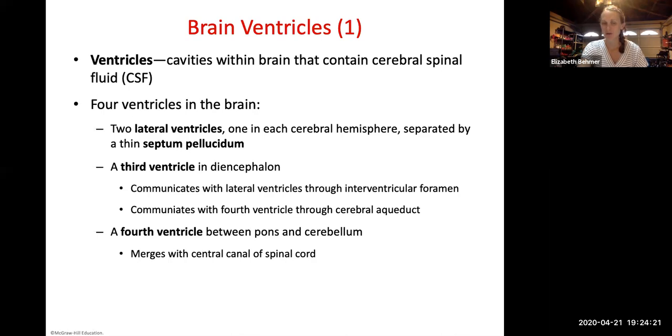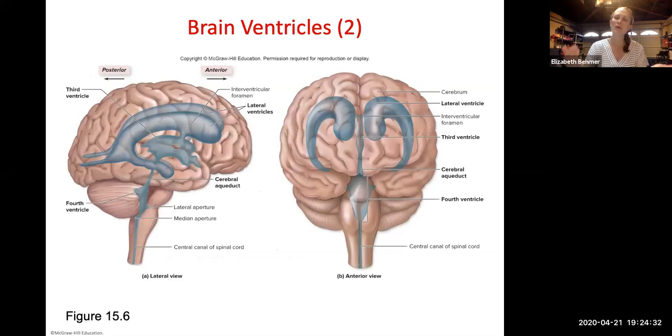This 4th ventricle will merge with the central canal of your spinal cord, and that just means that your 4th ventricle is a space containing cerebrospinal fluid, and it'll carry cerebrospinal fluid all the way down your spinal cord.